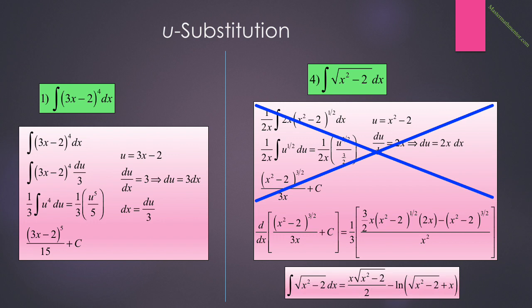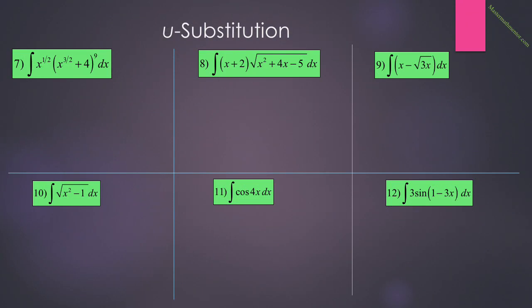By the way, that does not mean that the square root of x squared minus 2 cannot be integrated. It just means it cannot be integrated using u-substitution. It turns out that the integral of the square root of x squared minus 2 dx is the complicated expression x times the square root of x squared minus 2 over 2, minus the natural log of the square root of x squared minus 2 plus x. You may want to take the derivative of that expression and show that it will give you the square root of x squared minus 2.